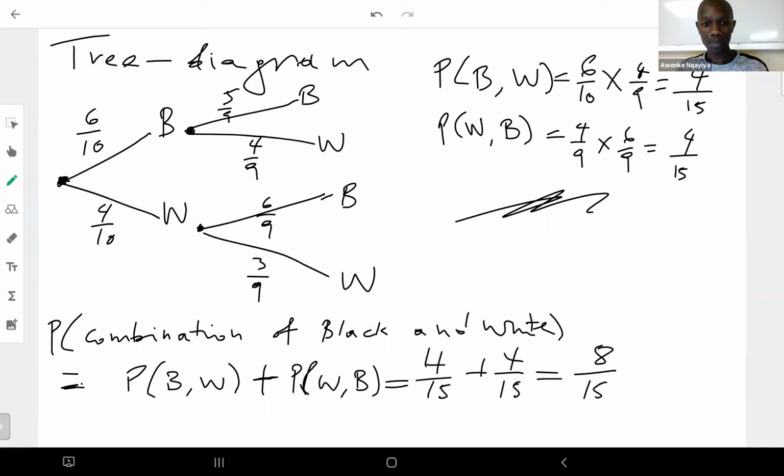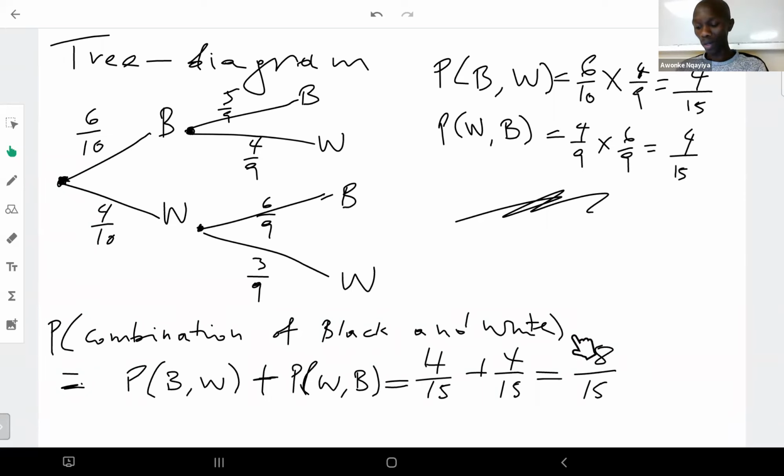8/15. So this is a question of a combination of black and white, regardless of whether the first ball was black or the second ball was black. This is the question of a combination, regardless of the order. But the upper questions that we answered were very strict when it came to the order. So the first question had to be about a black ball that comes out first, followed by a white ball. The second question was about a white ball that came out first, followed by a black ball. So that is the difference between those two questions.